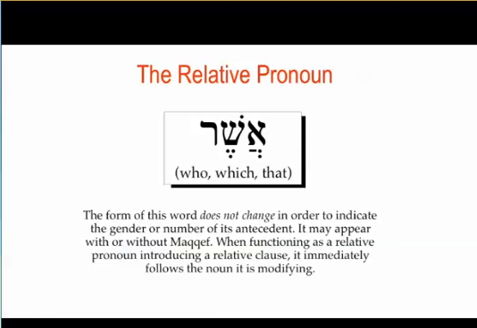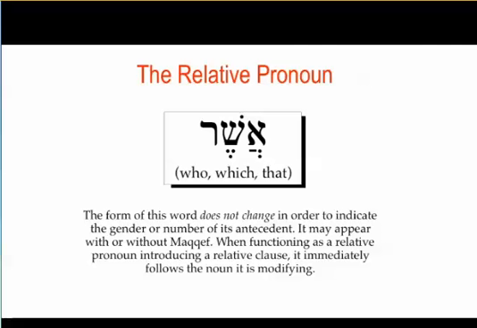The relative pronoun asher. The form of this word does not change in order to indicate the gender or number of its antecedent. And that is good news. This is a frozen form. It does not inflect. It will always, always, always appear as asher.